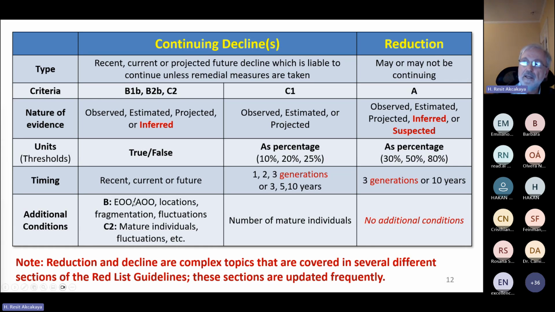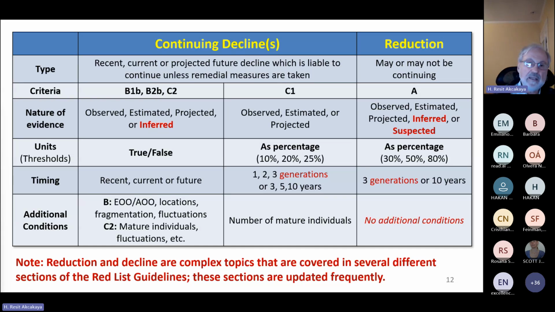For criterion B, continuing decline by itself is not sufficient. You also need a small area of occupancy or small extent of occurrence, and combination of locations, fragmentation, or fluctuations. And for C2, you need mature individuals or fluctuations. In C1, the only condition that's necessary is number of mature individuals must be below a certain number. And importantly, for criterion A, there are no additional conditions. So only reduction by itself is sufficient.